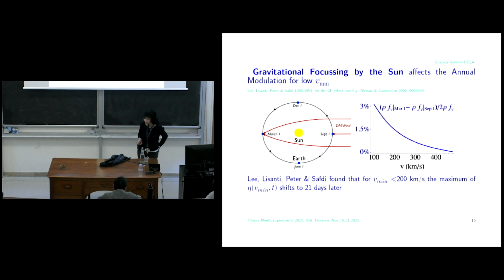There are effects that you will have to take into account really if, at some point, you have a signal. And one is that there is gravitational lensing by the Sun.